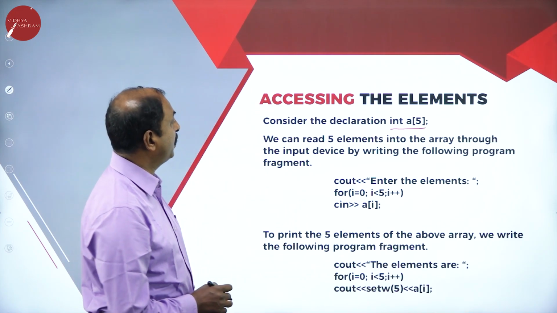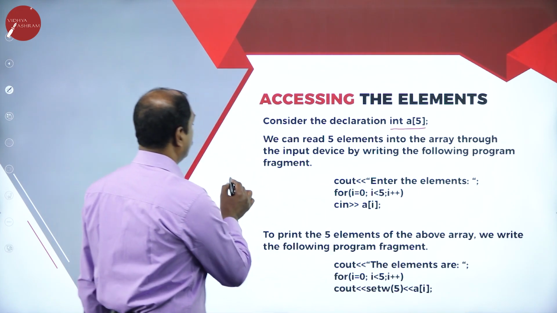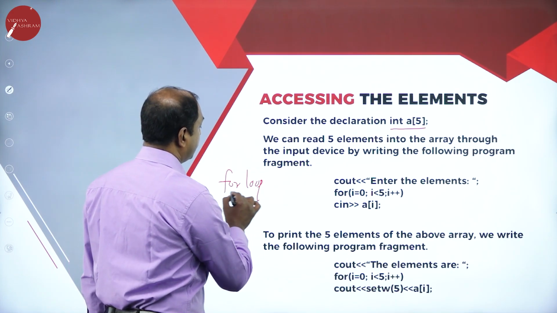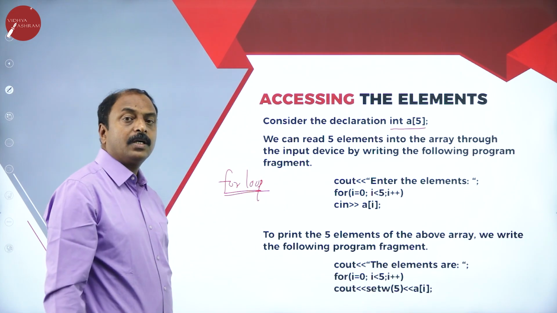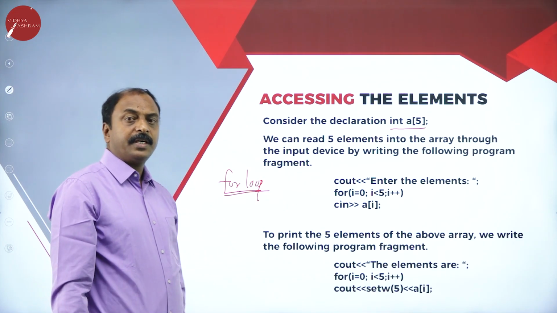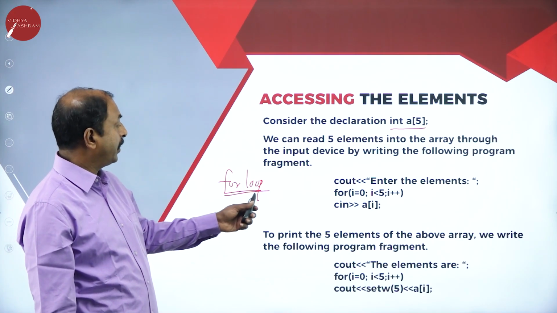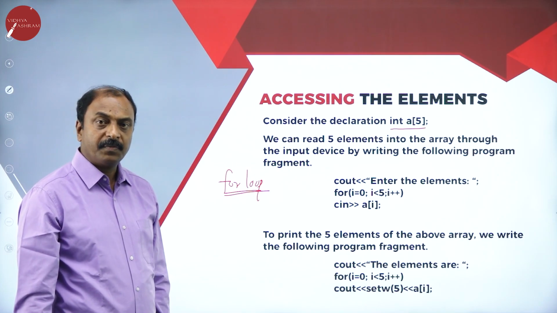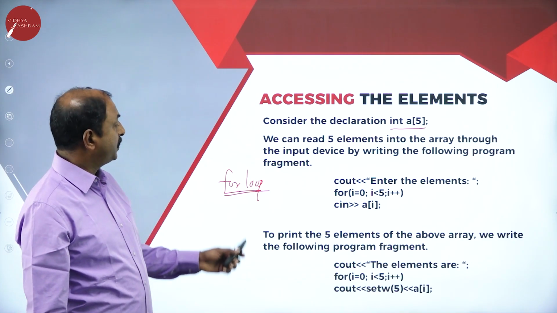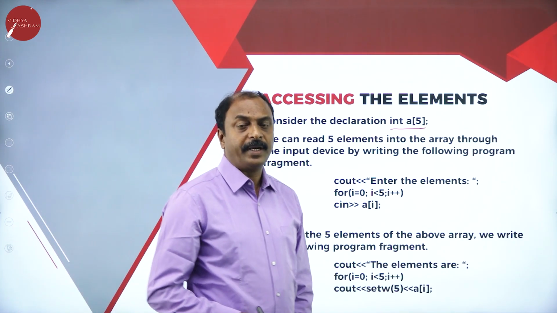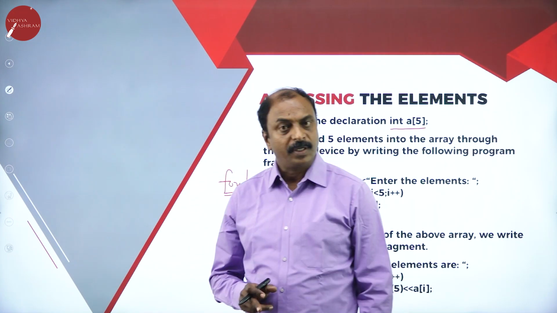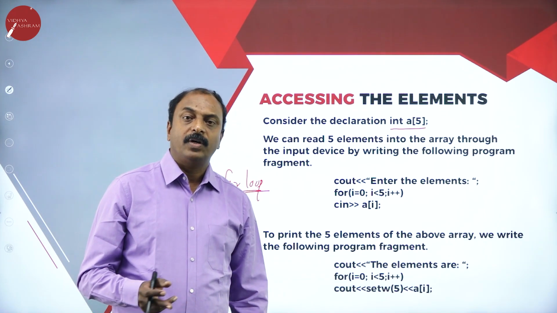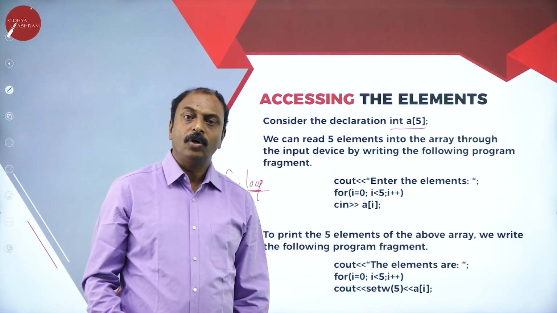So to avoid that, we use a loop. Normally we use a for loop to access the elements of an array or to work with an array. Actually, there is no rule as such to use a for loop. It's a general practice to use a for loop while working with arrays. We use one for loop for reading the values into an array, a separate for loop for calculation, and a separate for loop for printing the elements of an array.